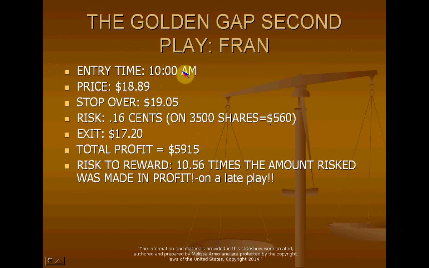The entry time's 10, still very good. Price is $18.89, stops over $19.05. This is a 16-cent risk. This is the amount of the risk in dollars and cents. You divvy it up by the share size, okay? I use hard stops. The stop means that I'm not going to lose more than what I risk. If I take 3,500 shares, the stop goes over the number, so I don't lose more than 560, okay?